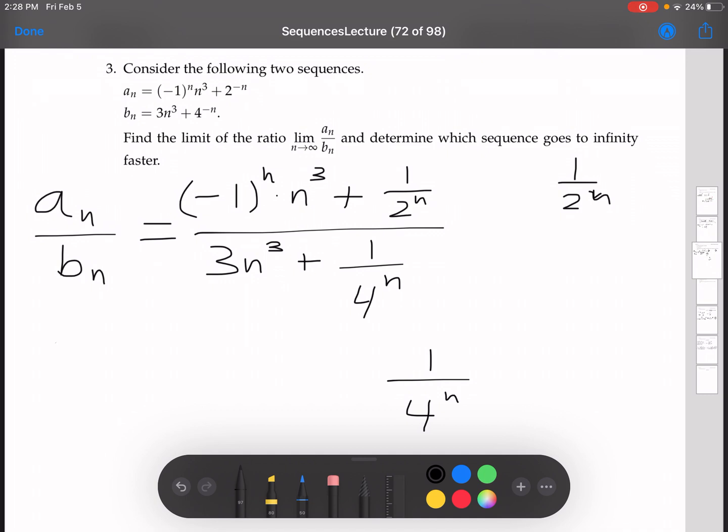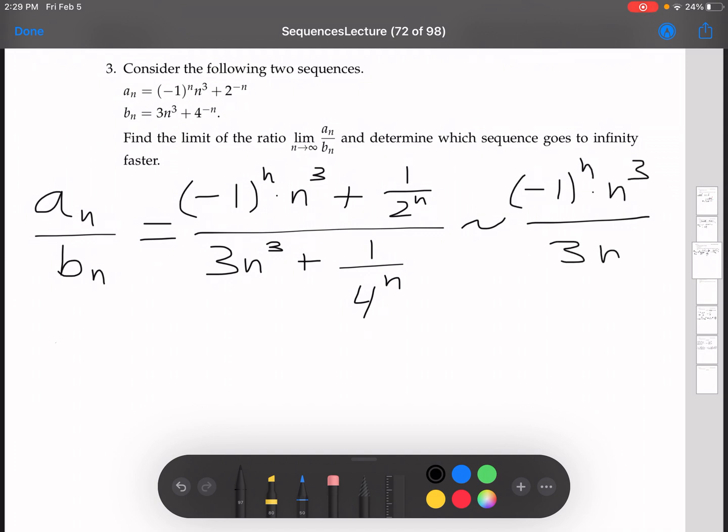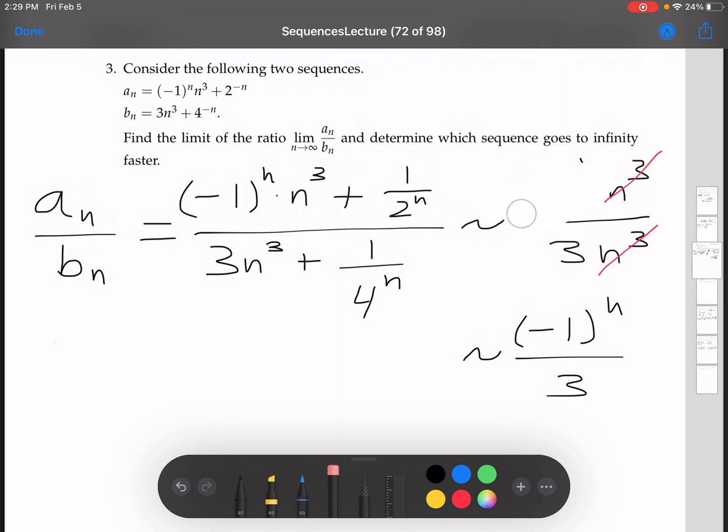Now think about what happens as n gets large. As n gets large, 1 over 2 to the n gets really small, and 1 over 4 to the n gets really small as well. So taking only the dominant terms, we have negative 1 to the n times n cubed and 3n cubed. And now these n cubes can cancel, and we have negative 1 to the n over 3. All right, so I'll put that in here.